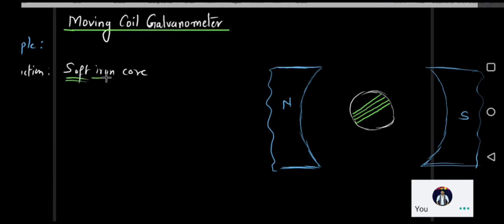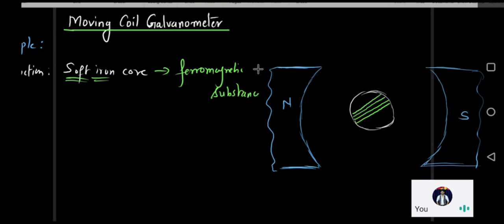Now why is soft iron used over here? Why specifically soft iron, why not some other material? Because soft iron is a ferromagnetic substance. Now what is a ferromagnetic substance? This you are going to learn again in the 5th chapter in detail.